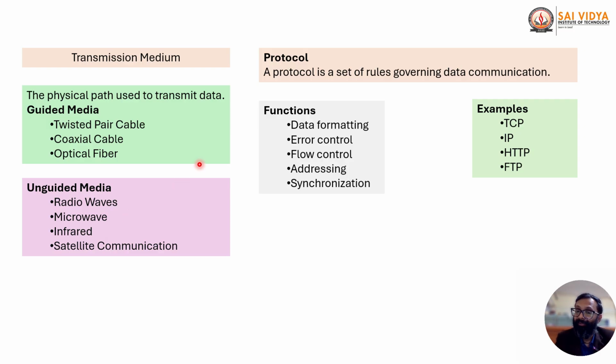So the fifth important point to be remembered here is the protocol. That is a set of rules that governs the communication between the sender and receiver through the medium. That set of rules we call a protocol. This set of rules, that is the protocol, has the functions of data formatting, error control, flow control, addressing and synchronization between the sender and the receiver.